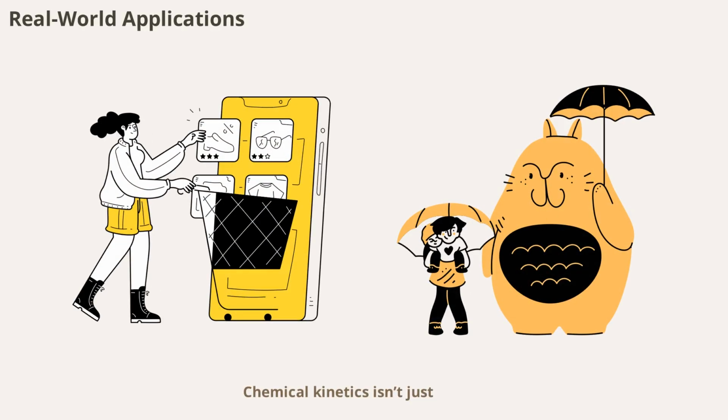Chemical kinetics isn't just theoretical, it has real-world applications everywhere. In medicine, it helps determine drug dosages and shelf life. In environmental science, it's used to model pollutant breakdown. Even in everyday life, like cooking or cleaning, understanding reaction rates can make tasks more effective.